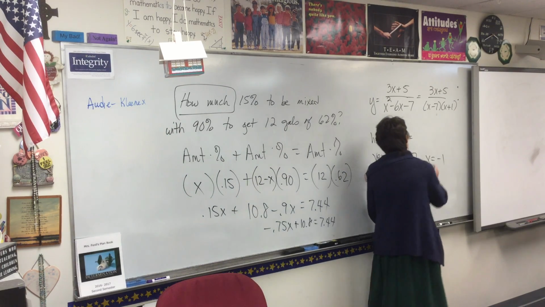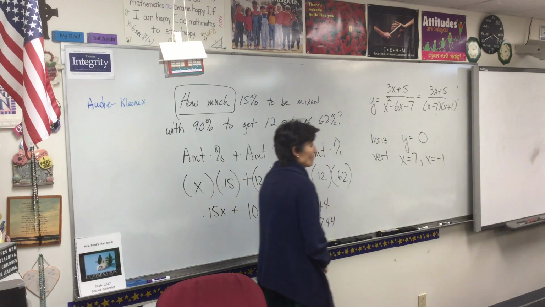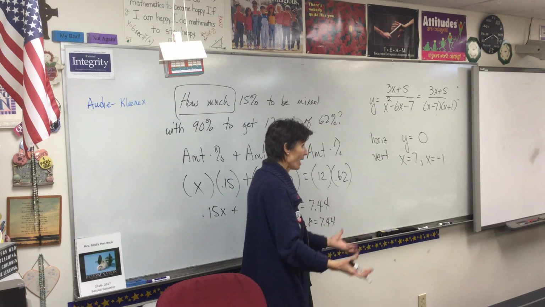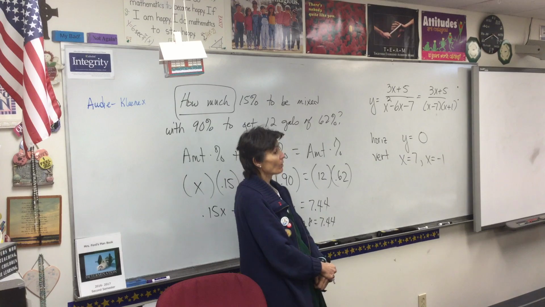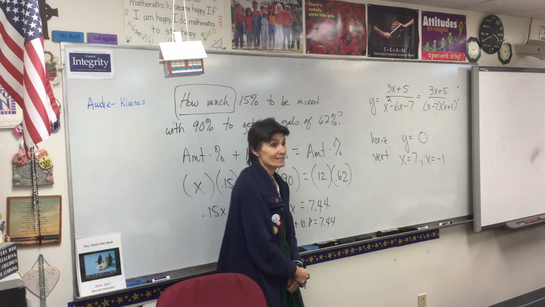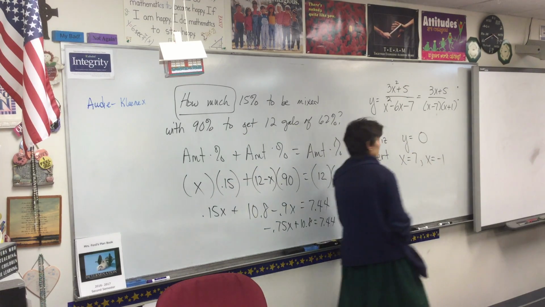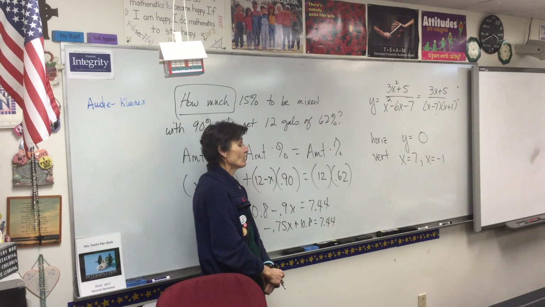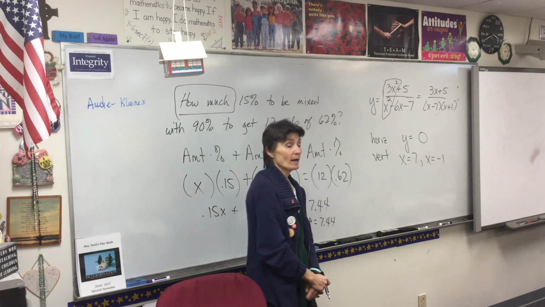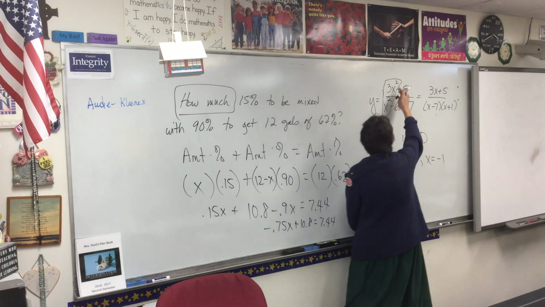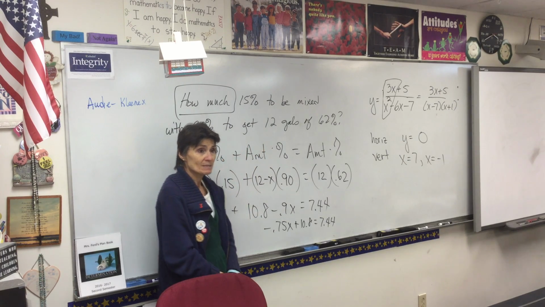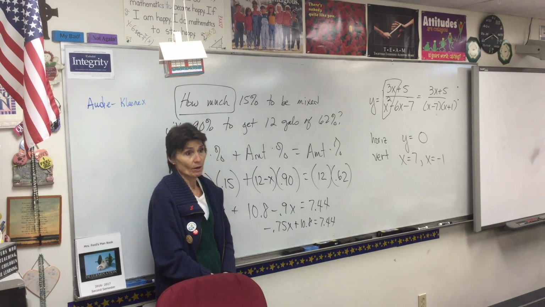And why is my horizontal asymptote y equals 0? Because the power on the bottom, x squared, is bigger. When the power on the bottom is bigger, the horizontal asymptote is 0. If this had been a 3x squared, then the horizontal asymptote would be y equals 3. But since they didn't match, we have to look at which one's bigger. And when the one on the bottom is bigger, the asymptote is 0.